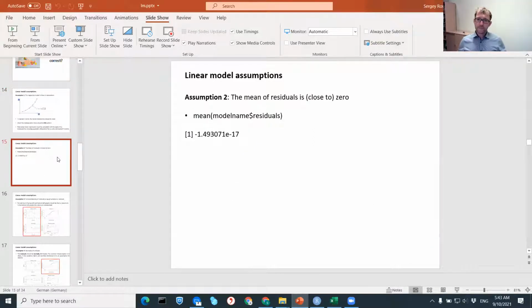Right. The second assumption here is that the mean of residuals, and residuals are basically, in very simple terms, leftovers. You fit your model to your data, and of course there will be some remaining variability, and this is what we call residuals. The mean of those residuals should ideally be 0 or very close to 0. Second assumption.